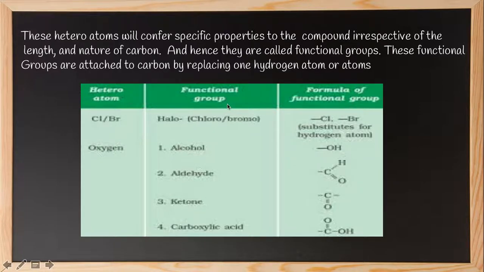So, the functional groups mainly are halogens, alcohols, aldehydes, ketones, and carboxylic acids. And the formulas: for halogens as functional group, you have Cl and Br. For the functional group alcohol, you have the functional formula OH. For aldehyde, you have the functional formula C double bond O single bond H. For the functional group ketone, you will have C double bond O. And for the functional group carboxylic acid, you will have C double bond O single bond OH.